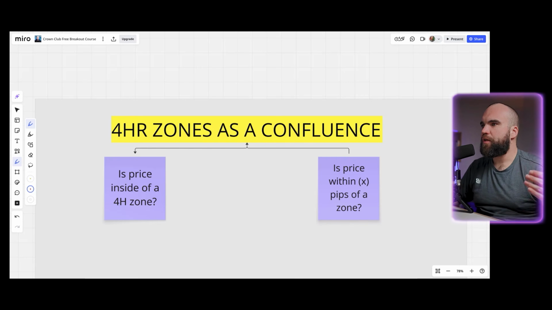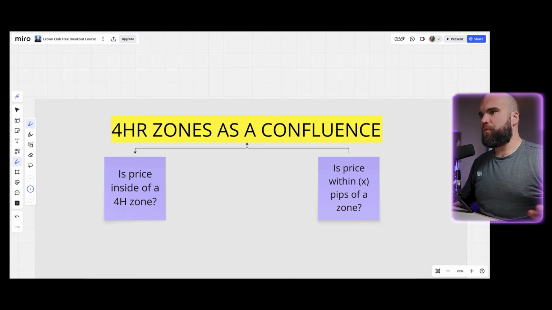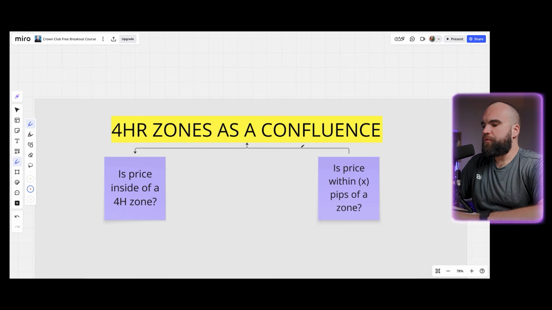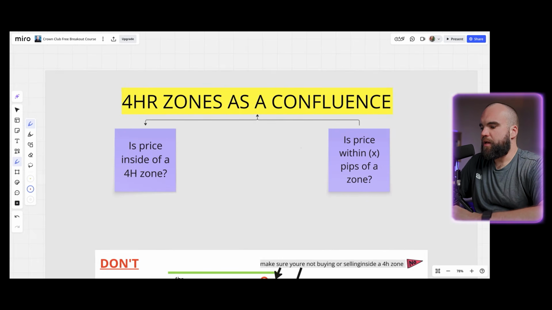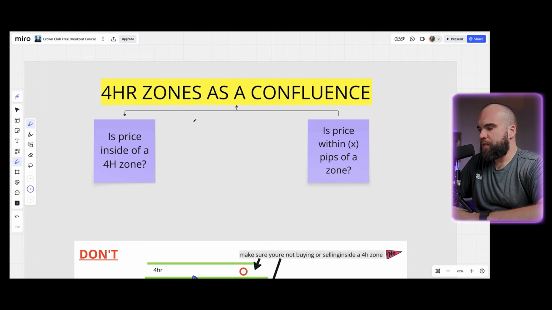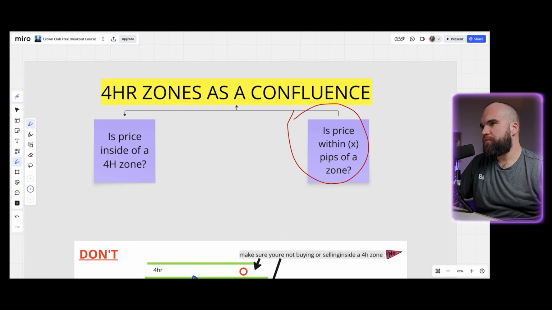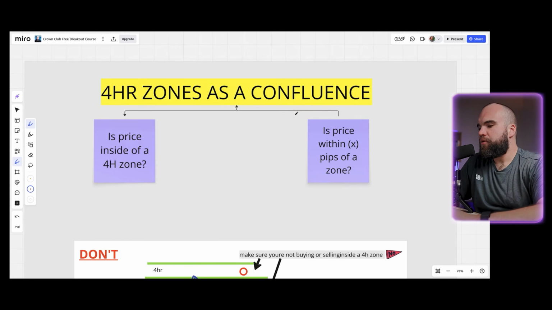And if you get the zone a little bit wrong, which I know most of you won't, because support and resistance is super easy to draw, but I will give you a few pointers in this section. So the 2 questions we ask ourselves with this is: is price inside of a 4-hour zone? And then we want to ask, is price within X pips of a zone? Basically meaning, is there enough space for us to get involved in a trade before we get to a significant zone where price can then reverse on us?